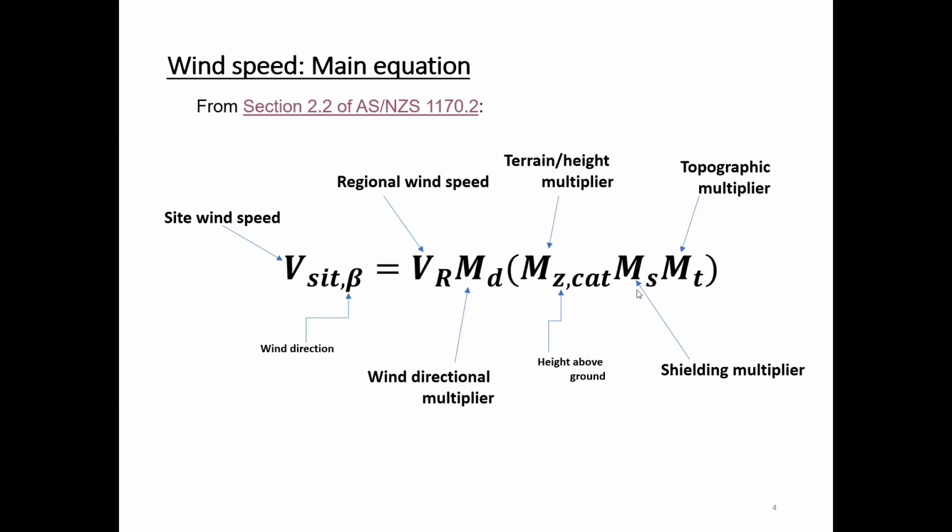We've got a shielding multiplier. If you've got trees in front of your building or other buildings, that might shield your building from the wind, and so you can reduce the wind speed. And you've got a topographic multiplier. Are you on a plateau? Are you on the side of a hill, or are you near sea level, etc. Okay, so let's have a look at these 5 factors now, starting with the regional wind speed.